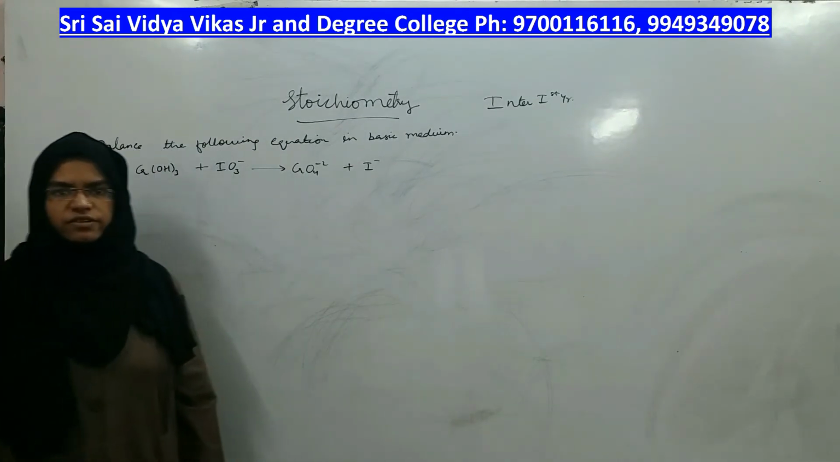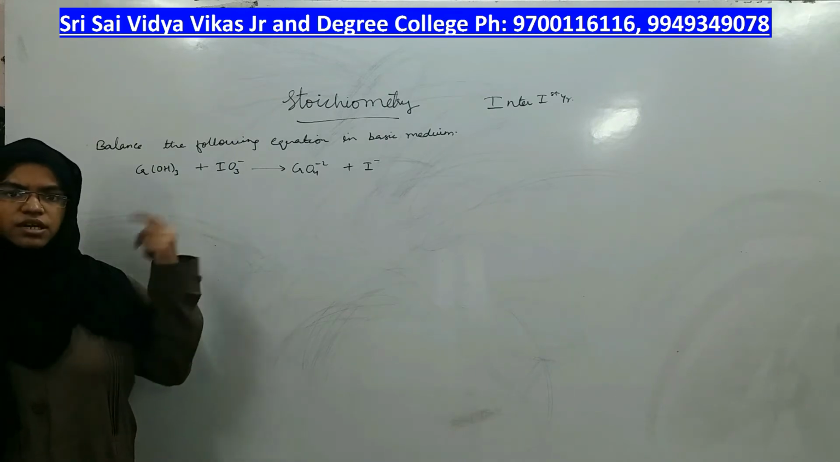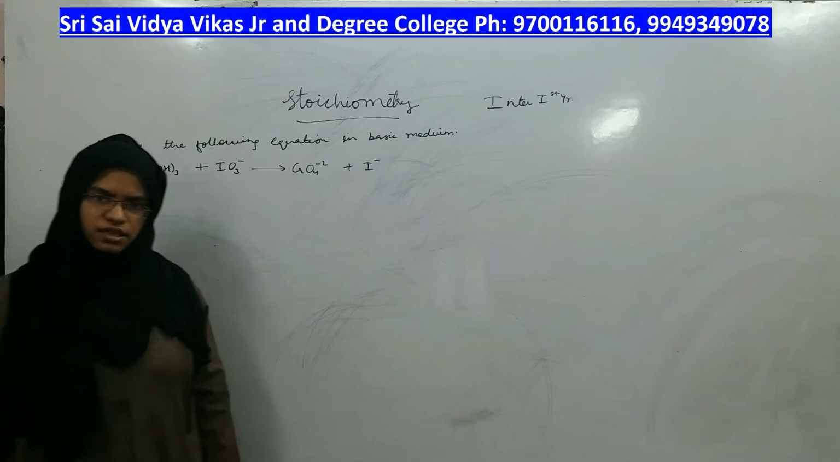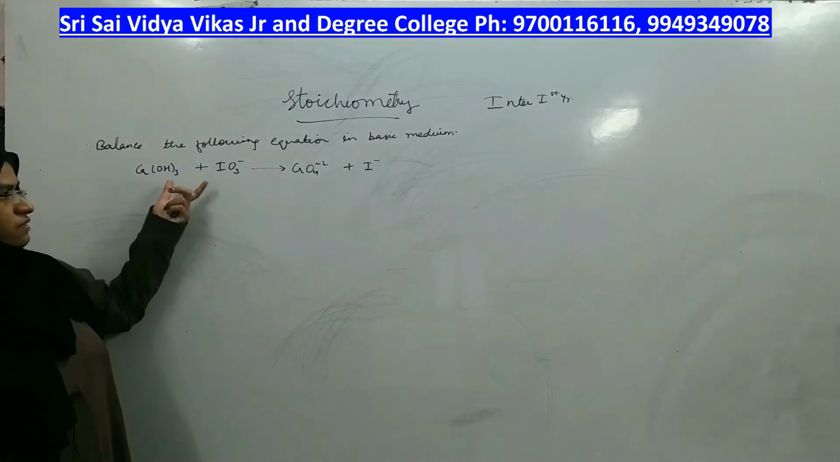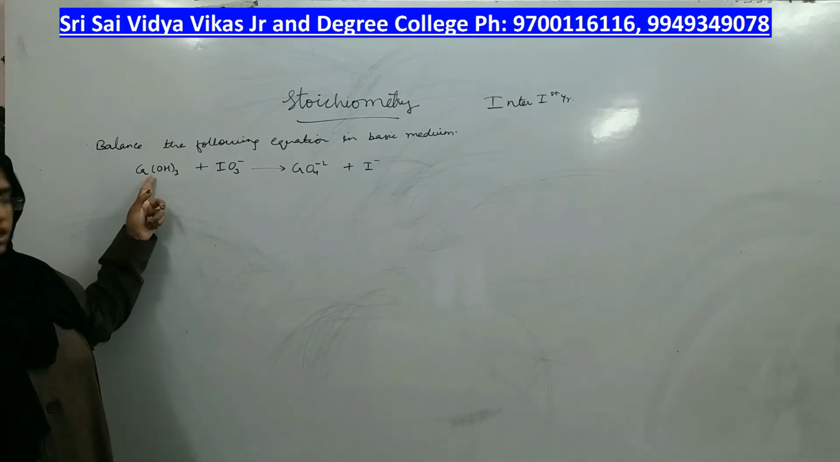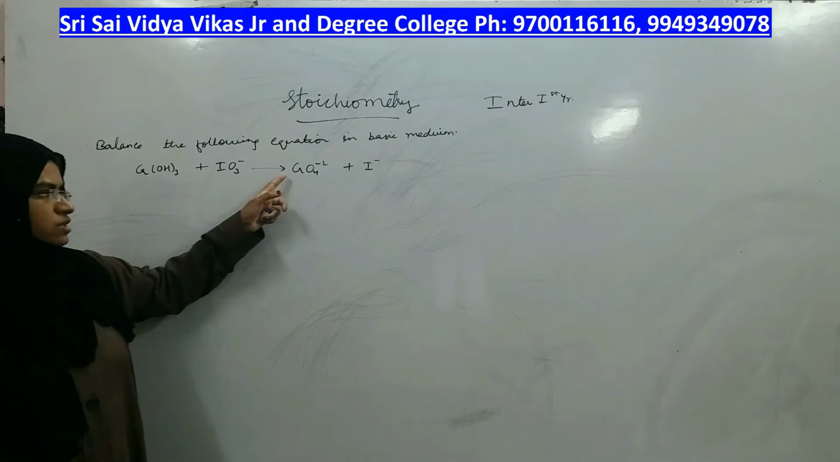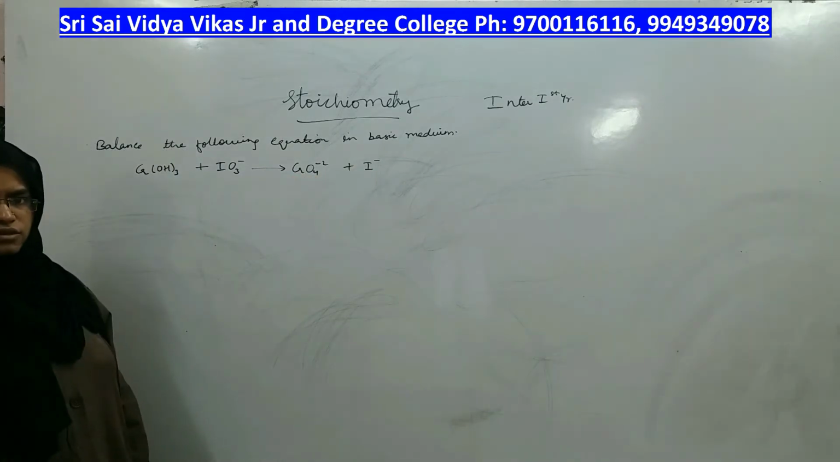In the last class, we balanced the given equation in acidic medium. Now we will look at how to balance the given equation in basic medium, right? So the equation which is given to us here is Cr(OH)3 plus iodate gives rise to chromate plus iodide, right? What is the first step we have to do?